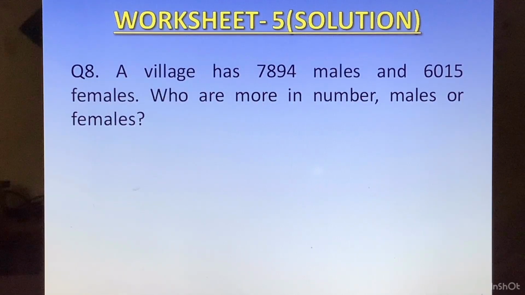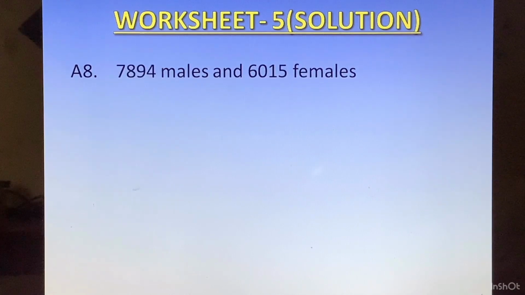Question 8. A village has 7894 males and 6015 females. Who are more in number, males or females? Now here we have 7894 males and 6015 females. Both are 4-digit numbers. We have to compare these two numbers.